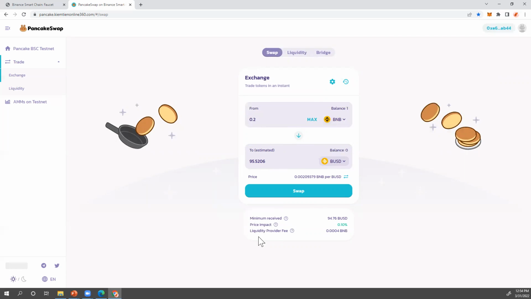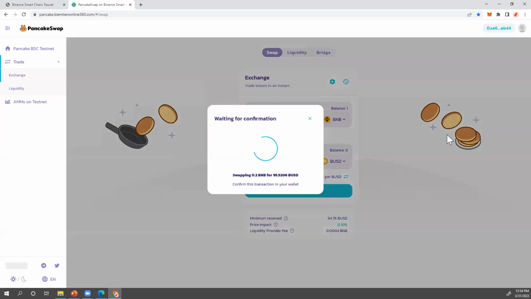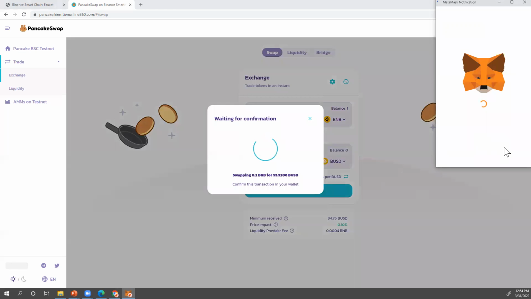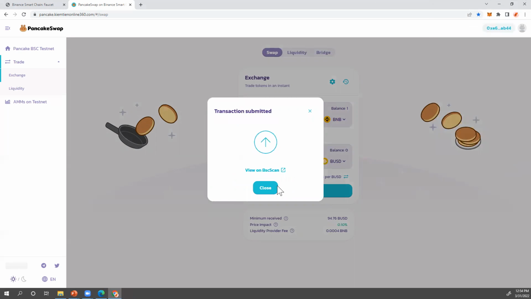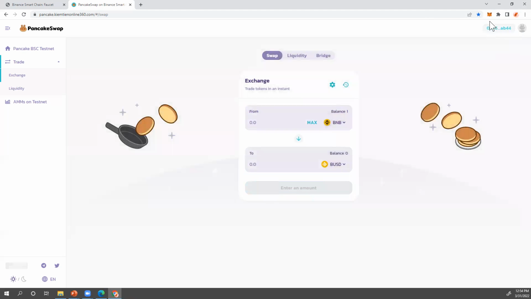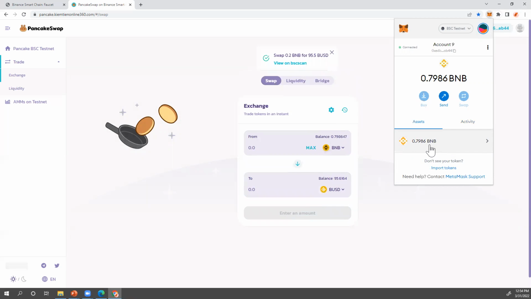Price impact, liquidity provider fee. If I click swap, confirm, let's go back to the wallet. The transaction is queued. It's going to go through. Okay, it went through.